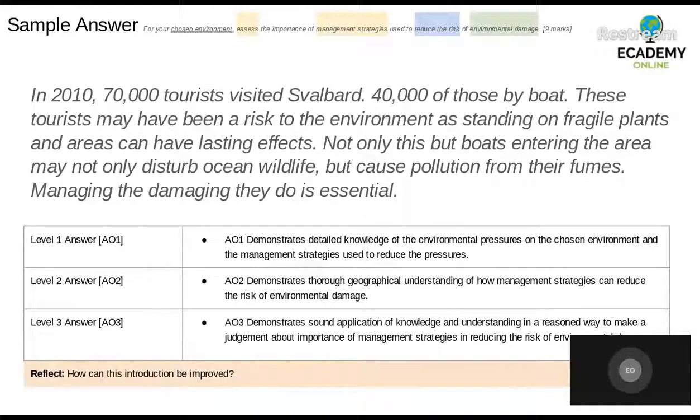And it says at the end, managing the damage is also very, very essential. But the question is asking about the management strategies that help to stop the damage being caused. So it doesn't actually talk about how it's going to help to reduce damage in that environment. So interesting information, but actually nothing that will help this candidate to get any marks on the exam.